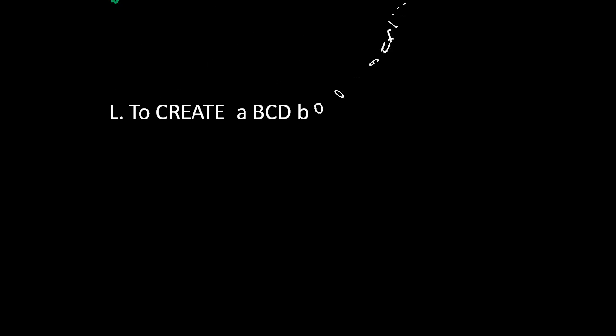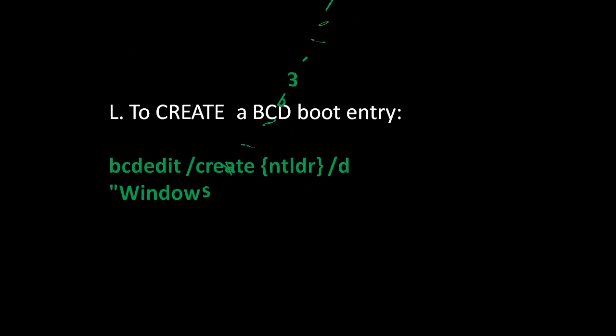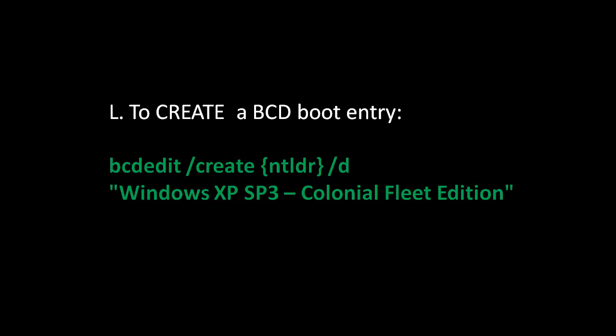Just as we can delete a BCD boot entry, we can create one. To create a BCD boot entry, you'd use the command BCDEDIT /create the UUID, in this example ntloader in curly braces, /d, and then in double quotes the descriptive string of what you wanted to create. So in this case for me, Windows XP Service Pack 3 Colonial Fleet Edition.